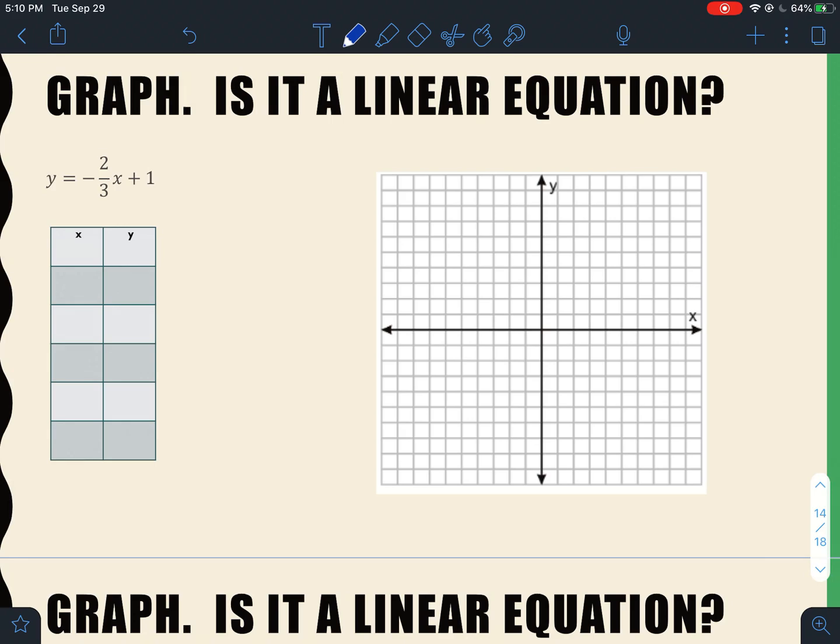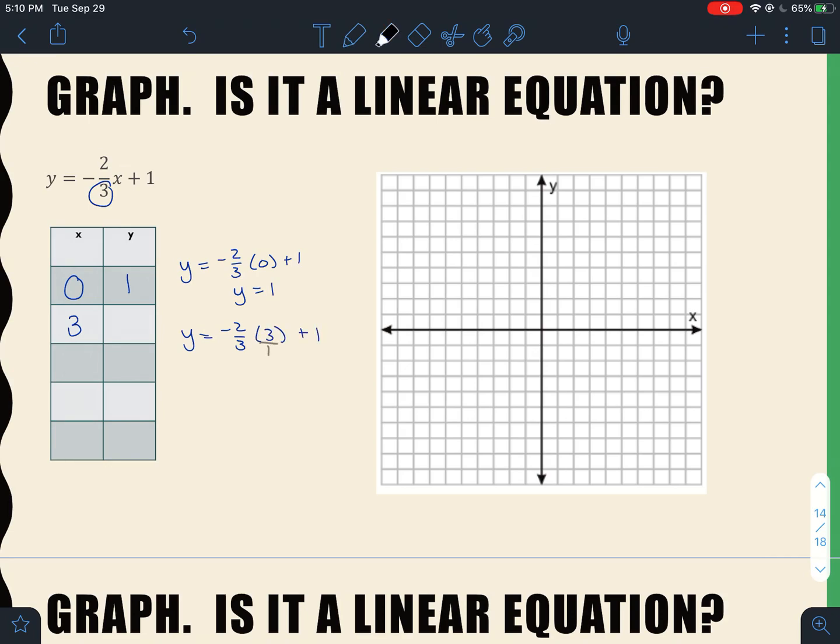So graph, is it linear? y equals -2/3 x plus 1. So we're going to be creative on what we're going to plug in for x. Well, 0 is always a nice number. So y is going to equal -2/3 times 0 plus 1. Anything times 0 is 0, so y is going to be 1. Now, I'm going to plug in x's that are multiples of 3 because the denominator is a 3. So I'm going to try 3. So y equals -2/3 times 3 plus 1.